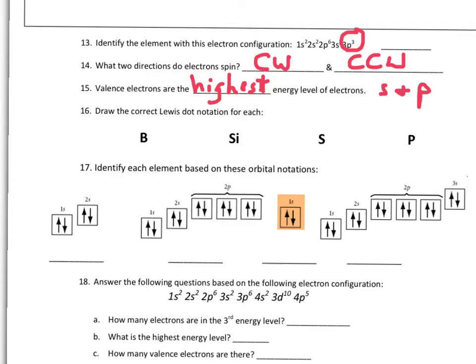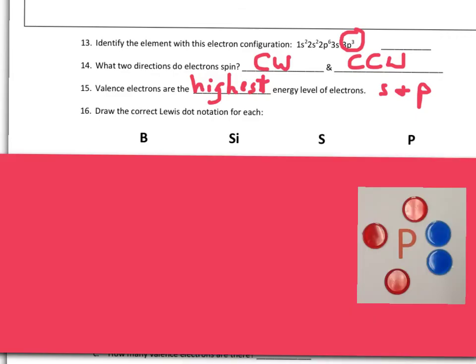Okay, number 16, Lewis dot notation. These are based on the valence electrons. Do you remember this activity? We represent the s electrons, both of them, on the right-hand side of the element. The p electrons go in a pattern around the left-hand side of the element symbol: up, left, down, the first 3 representing clockwise, the second 3 representing the counterclockwise.